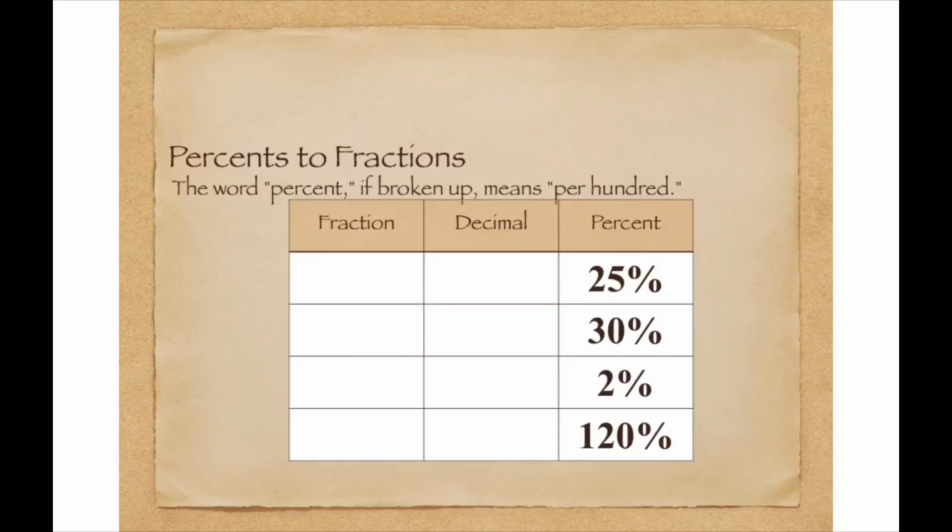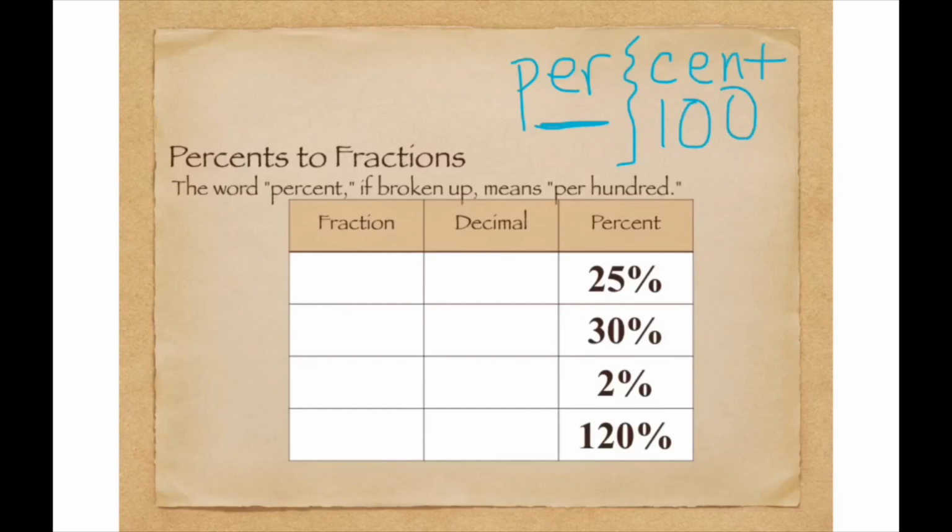Okay, next, percents to fractions. Well, the word percent, if you break it up, means per hundred. If you think of the word per means divided by, so we get the little fraction bar. And then if you think of the word cent, cent means 100. So what it means is it's per 100. If you put these two together, it's always per 100.